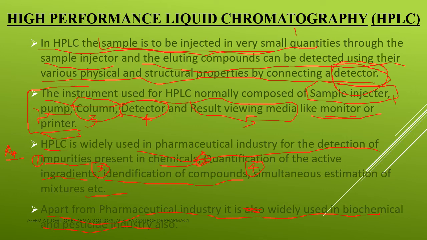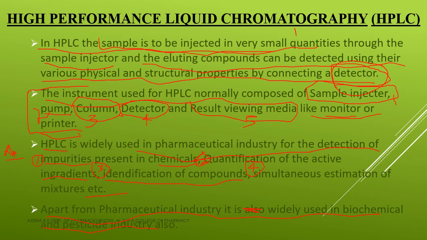In the column, once the mobile phase is circulated, the sample may get eluted, and after eluting, this separated part will be moving towards the fourth part of the instrument, that is the detector. Different types of detectors are there. So these eluted substances will be moving towards a detector, and in the detector it will be analyzed, and finally the result can be viewed with the help of the fifth part of the instrument, that is either a monitor or a printer, the result viewing media. So the instrument will be having a sample injector, a pump, column, detector, and result viewing media like monitor, printer, etc.